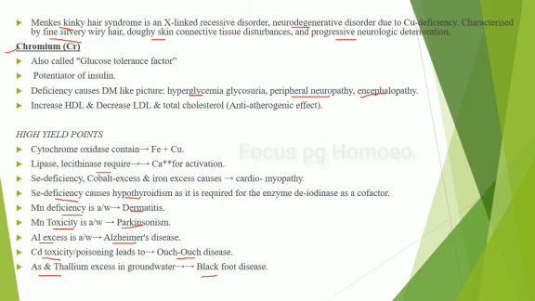Important points from the minerals. Cytochrome oxidase contains iron and copper. Lipase lecithinase requires calcium for activation. Selenium deficiency, cobalt excess, and iron excess cause cardiomyopathy. Selenium deficiency causes hypothyroidism. Manganese deficiency is associated with dermatitis. Manganese toxicity is associated with Parkinsonism. Aluminum excess is associated with Alzheimer's disease. Cadmium toxicity leads to itai-itai disease. Then, thallium or arsenic in groundwater causes black foot disease.